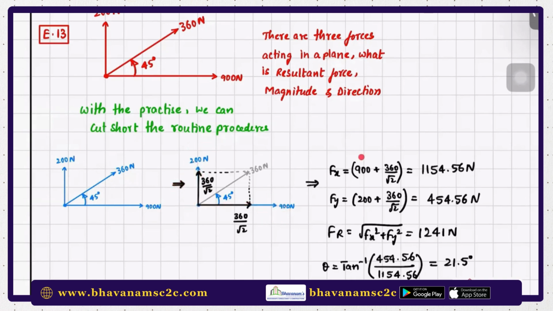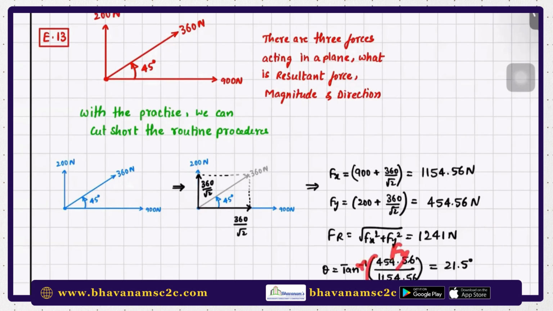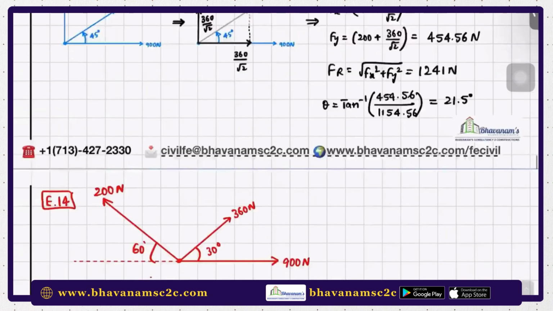So along x direction, what is the total magnitude? It is 900 plus 360 by root 2. Along the y direction, it is 200 plus 360 by root 2. Use the calculator, simplify them. Now, if there are only two vectors along the x and y directions, the resultant is nothing but under root of Fx square plus Fy square. Simply do this, and the angle theta made by the resultant will be tan inverse of Fy by Fx. So here Fy is 454, so place 454 here, and then the denominator will get this answer. So as you keep on practicing, you need not follow the general standard book procedures. We can cut short the steps.